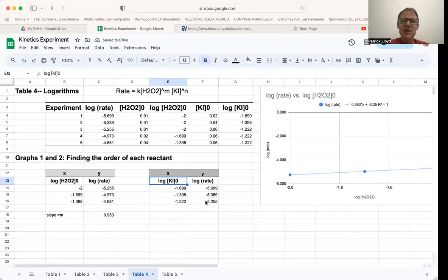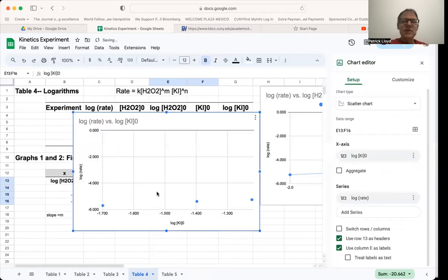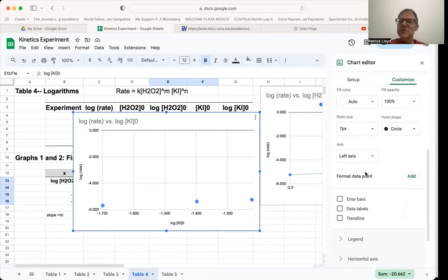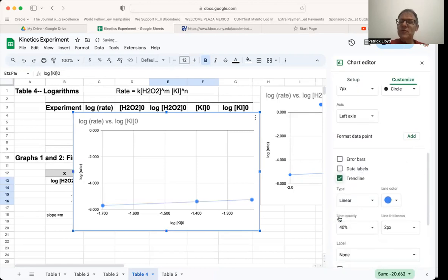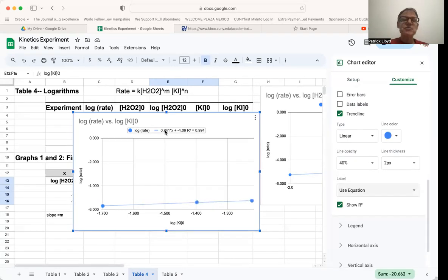Now we can do a second graph. So this will be your second graph. And I'm going to come up to insert chart. Again, it looks like it did a default of a scatter plot. That's good. That's what we want. We want to show the trend line. We want to show the R squared value, and then our label will be use equation. Okay. So now notice right here the slope, 0.941 times x. So that's the slope, 0.941. Okay.